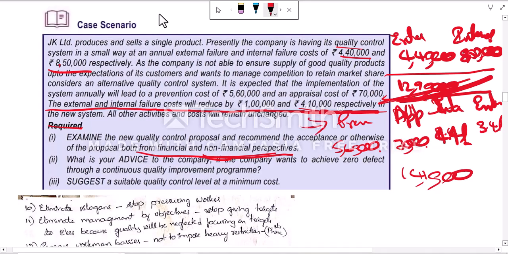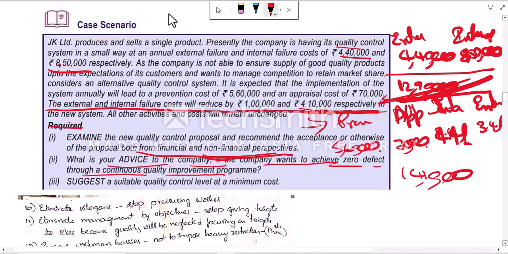What is your advice to the company if the company wants to achieve zero defect through a continuous quality improvement program? If the company wants to achieve zero defect product, then it needs to eliminate the waste continuously. Then only it can achieve the zero defect product.